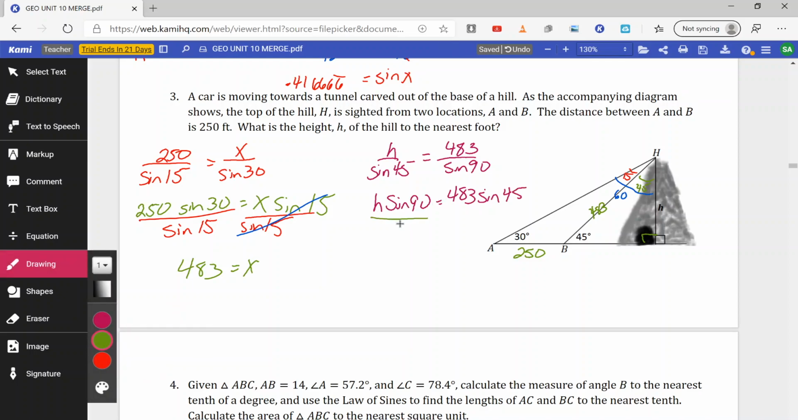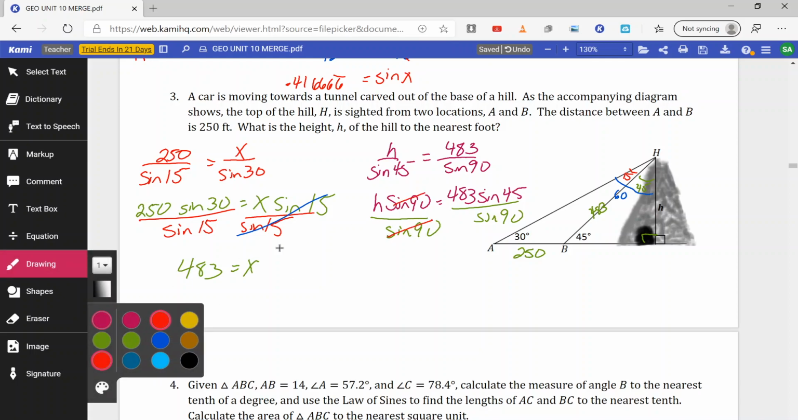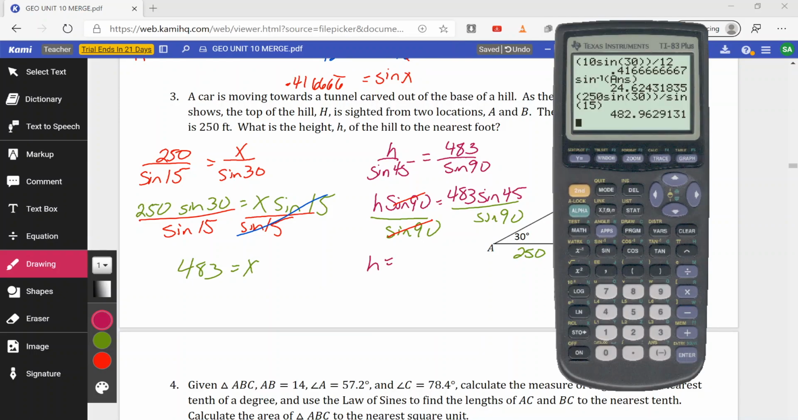Once again, we'll divide by the sine of 90. That will cancel things out on this side, so we're left with H. And then we will do the appropriate math, 483 times the sine of 45 divided by sine of 90. Then we get 341.5.